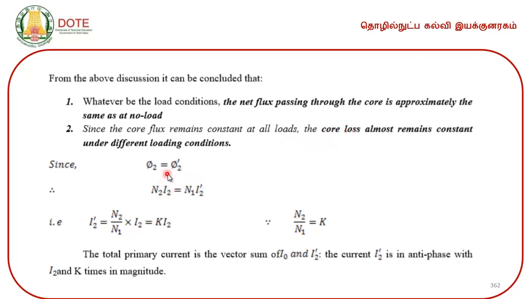Since phi 2 is equal to phi 2 dash, N2 I2 is equal to N1 I2 dash, that is I2 dash is equal to N2 by N1 into I2, which is equal to K I2. This is the voltage transformation ratio, N2 by N1 is equal to K. The total primary current is the vector sum of I0 and I2 dash. The current I2 dash is in antiphase with I2 and K times in magnitude.